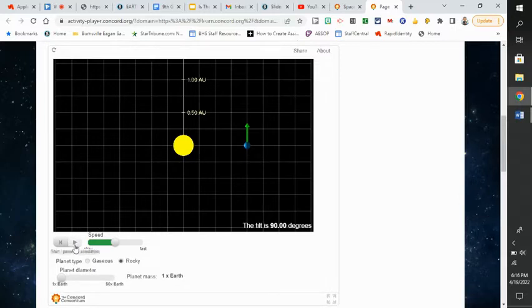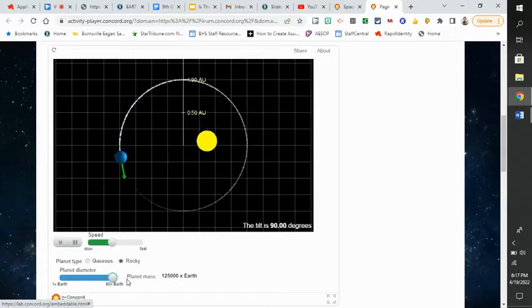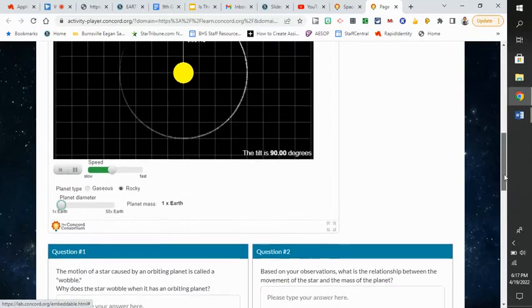To manipulate this model, press play, and you can see the path of the planet going around the star. You can increase the speed or decrease the speed. You can change it to a gaseous planet or a rocky planet, and you can use the slider at the bottom to change the mass of the planet, all the way up to 50 times the mass of the Earth. The baseline position is 1 times Earth, so you're looking at a planet with the mass of the Earth and a star like our sun.